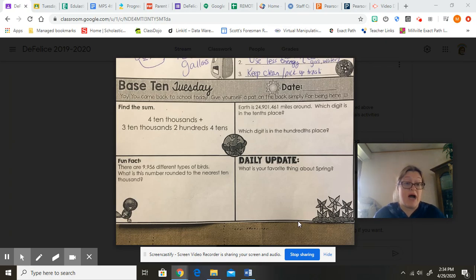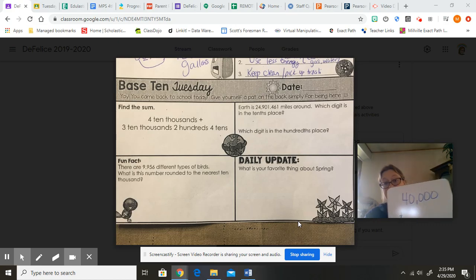So our first box, find the sum. Sum meaning that we're going to add. And we have two unit forms there. So our first unit form is 4 10,000s. If you have 4 10,000s, 10,000, 20,000, 30,000, 40,000. Now we need to add 3 10,000s, 200s, and 4 10s.